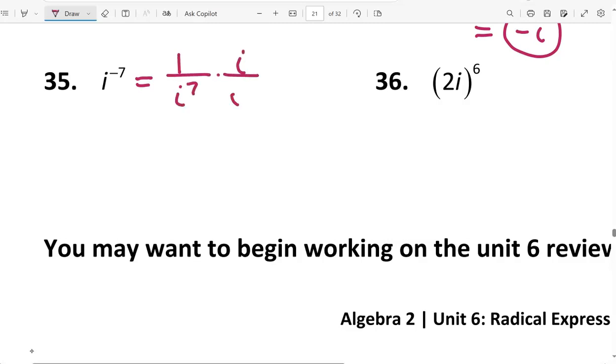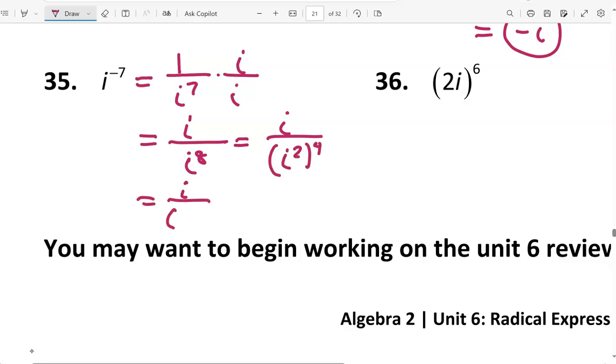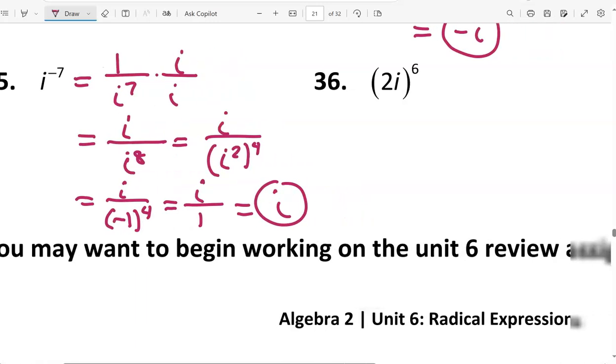I'm going to multiply by i over i so that we get an even exponent in the denominator. And that will give us i divided by i to the 8th power. i to the 8th power is i squared raised to the 4th power. And i squared is -1. -1 raised to the 4th power is 1, so i divided by 1 is i.